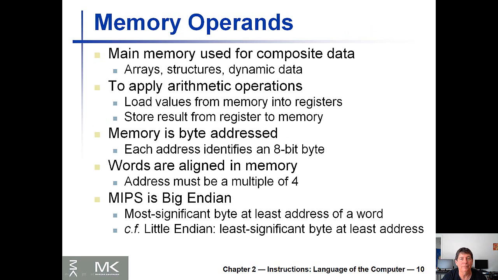Okay. So let's talk about memory operands a bit. Main memory is used for composite data, and this includes arrays, data structures, and dynamic data such as that you'd get from malloc or new. The reason for that is there just isn't enough register space to accommodate arrays and data structures and dynamically allocated data. So you have to use main memory for composite data types.